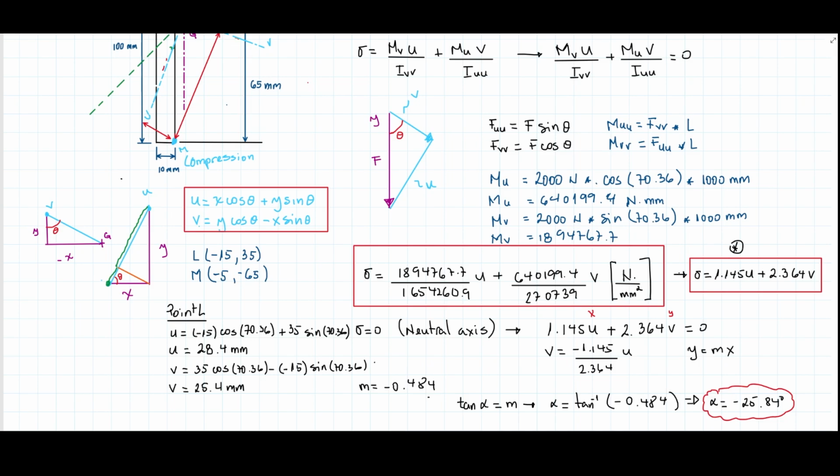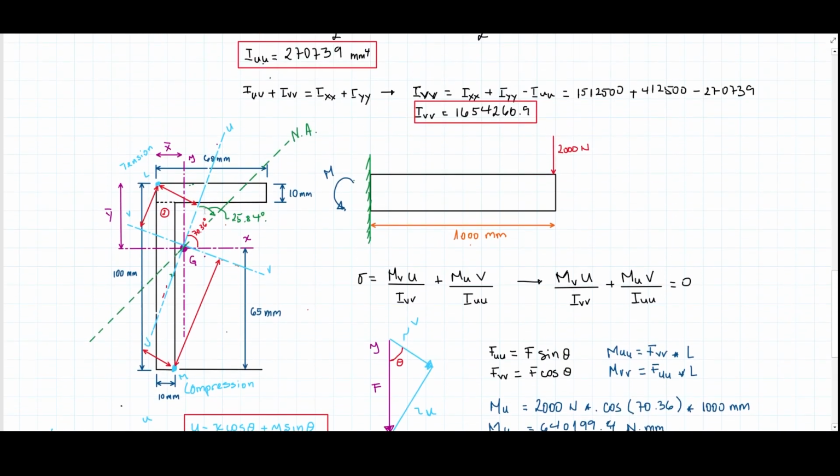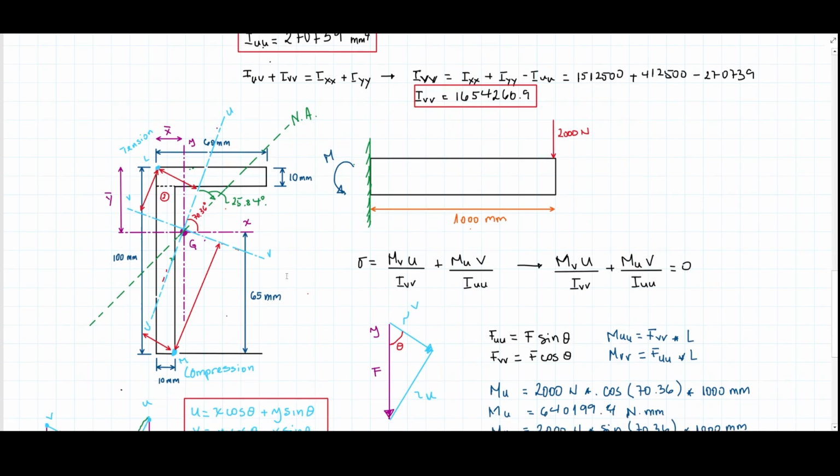So let's check this, because the point L is going to be in UV coordinates 28.4, 25.4. So if I want to go from G to the point L, I would have to travel 28 something in U, and then 25 something on V. So this makes sense, because now these are two positive, this is the first quadrant, so both coordinates should be positive.